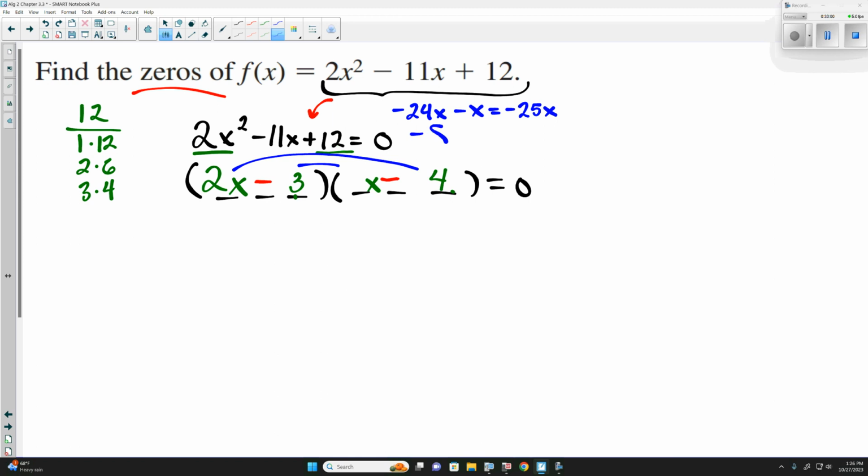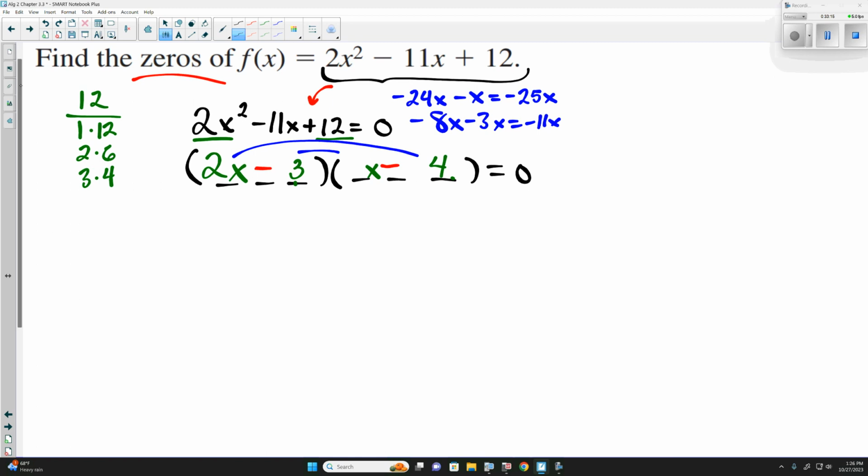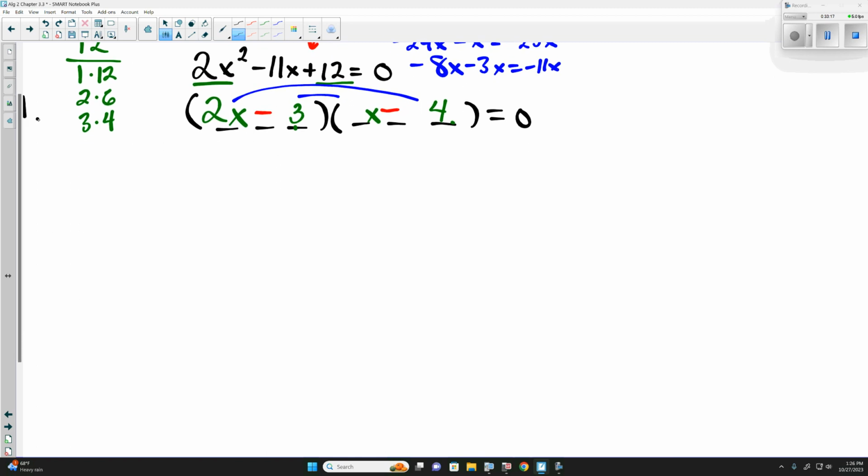2x times negative 4 is negative 8x. Negative 3 times x is negative 3x, giving us negative 11x, which is indeed the middle term we wanted, yes? At this point, we do have two things multiplied together to equal 0, so one of them must be 0. So either 2x minus 3 is 0, or x minus 4 is 0.